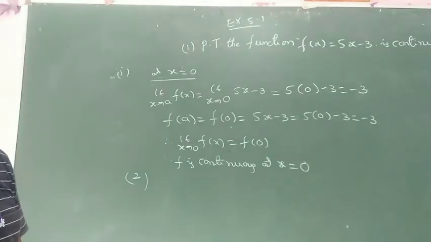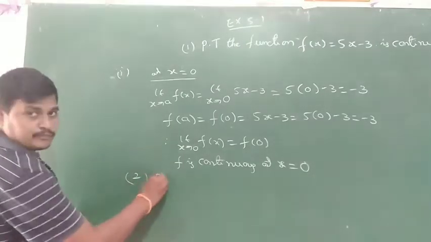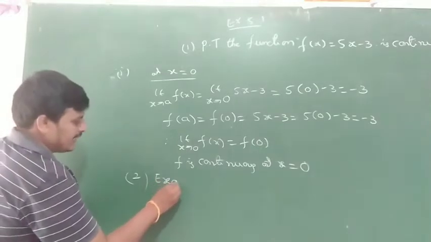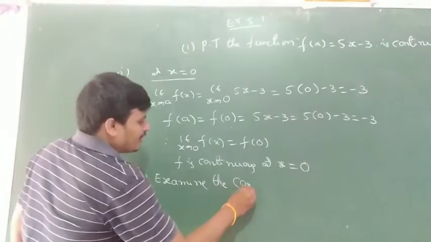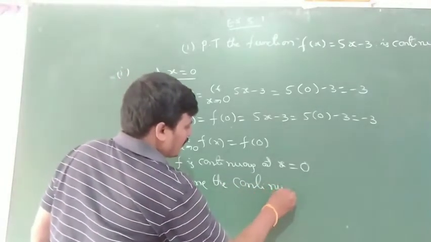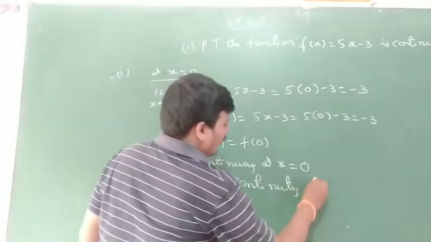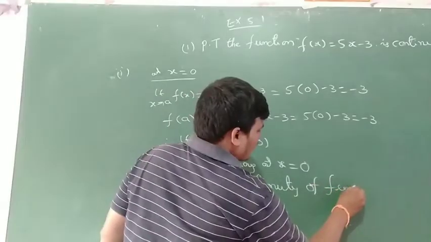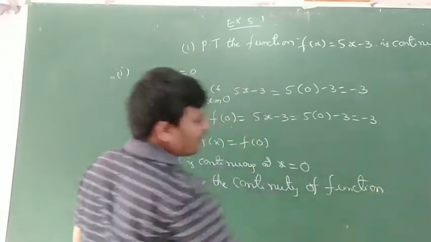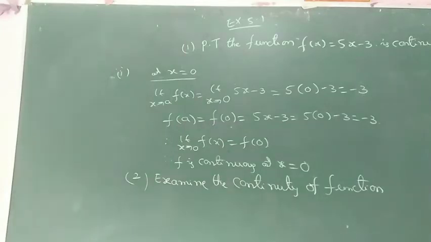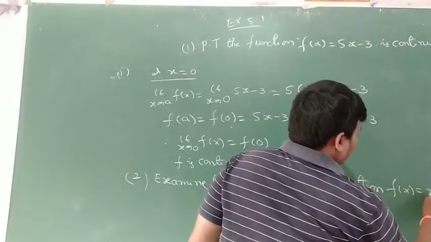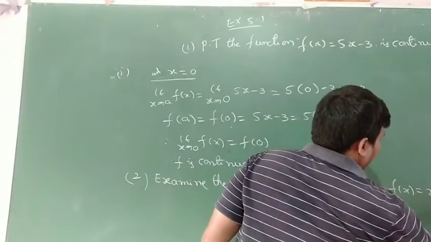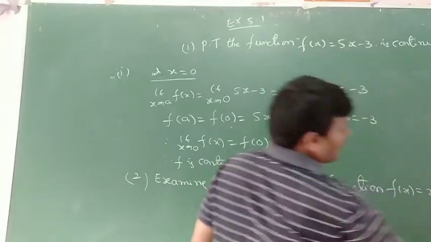Examine the continuity of the function. Examine the continuity of the function f of x is equal to 2x square minus 1 at x is equal to 3.